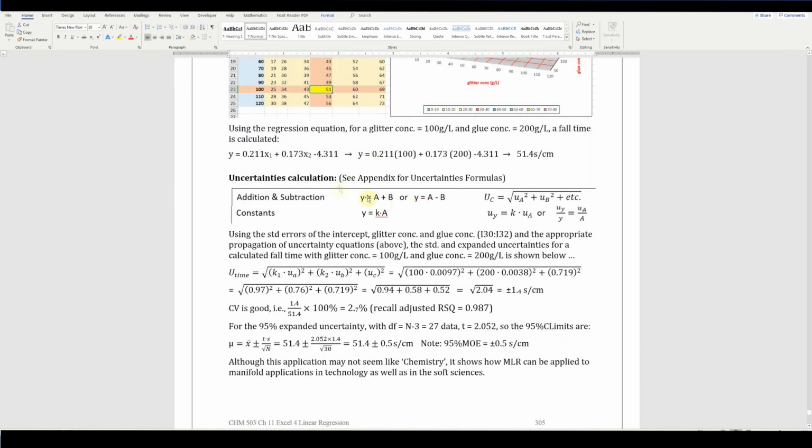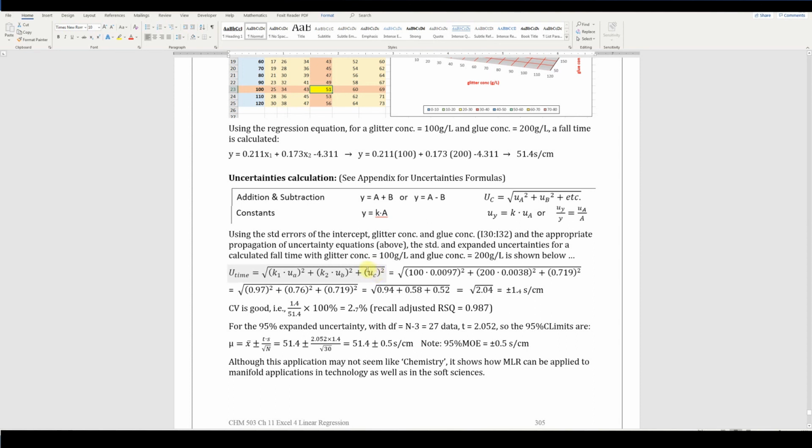We have three terms that are combined by addition and subtraction. So we use the combined uncertainty as the root of the sum of the squares of the individual uncertainties. And we have two terms where we're multiplying a constant times a value. So we combine these two propagation of uncertainty formulas, and it looks like this. The uncertainty of the time we forecast will be equal to the root of the sum of the squares of the individual uncertainties. This is the individual uncertainty of the intercept.